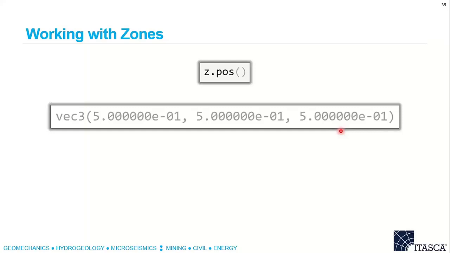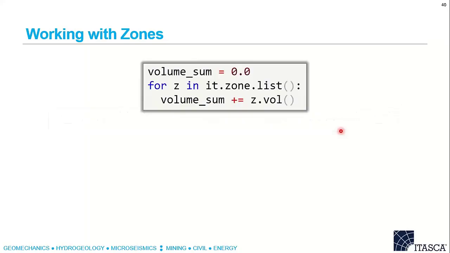You can also return via the object interface a list of all of the zones. From this, you can then iterate over all the zones, once again going through each zone one at a time. You can then get the zone's volume by calling the vol function in order to get, for example, a summation of all the volumes within your model.